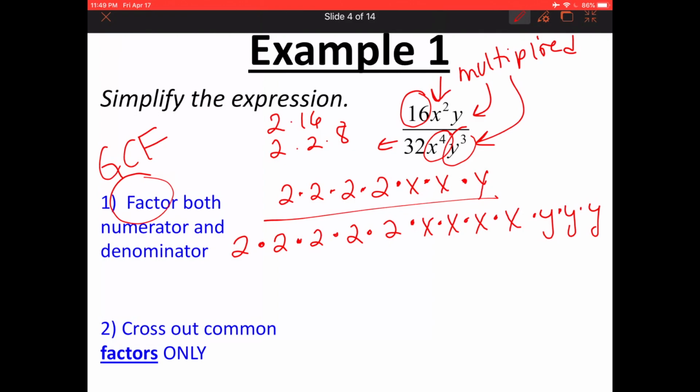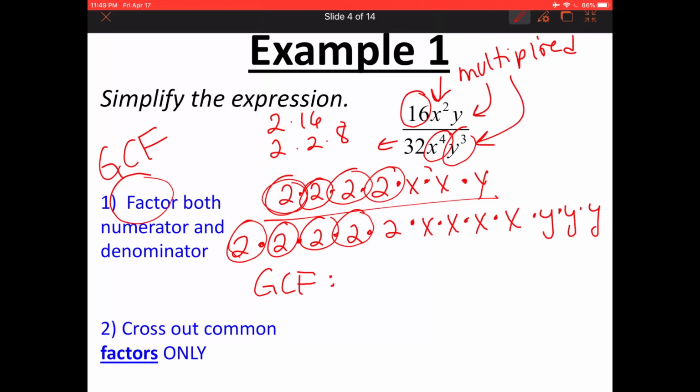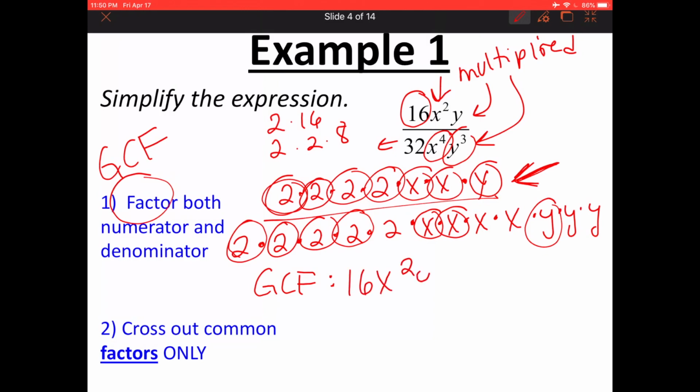So I've used my GCF method of writing everything out the long way. Let's find out what the GCF would be. Let's circle what they share. They share a 2, they share another 2, they share another 2, they share another 2, they share an x, they share another x, they share a y. Phew, so they share a lot. So notice, the entire numerator is shared. So that means the GCF is 16 x squared y. So that's my common factor.